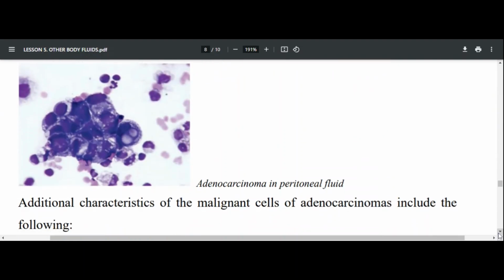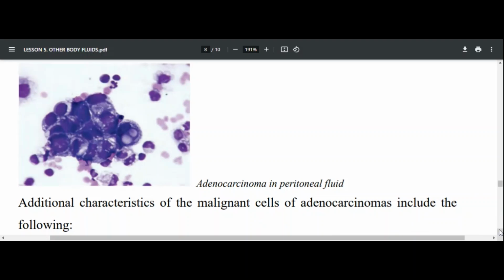So like this, some of them are malignant cells. Malignant cells, especially adenocarcinoma in peritoneal fluids, would show differences in sizes, in shapes, in architecture of these metastatic adenocarcinoma cells or malignant cells. Like they can be seen sometimes with even multiple nuclei as well.